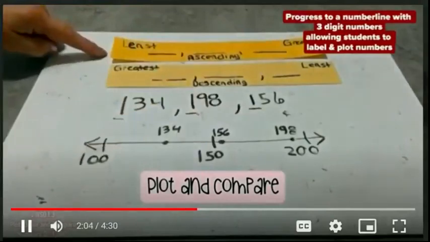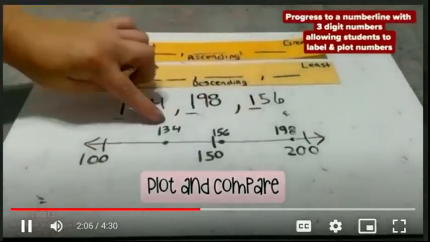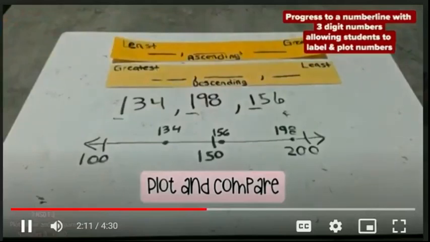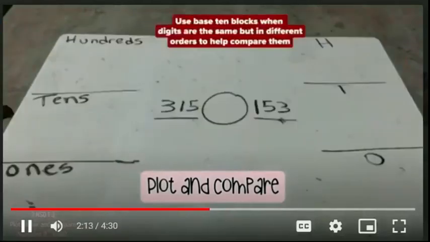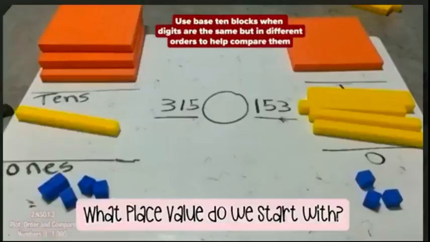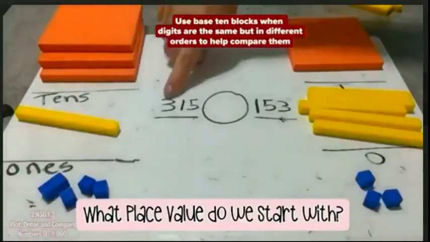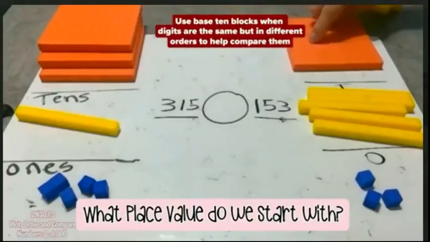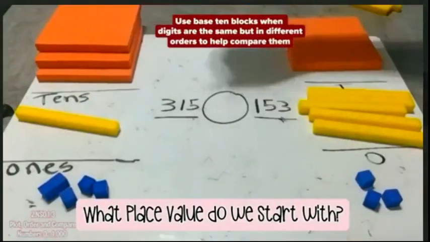After students plot the numbers, then they can label them into ascending and descending orders, still using the language of least to greatest or greatest to least. When numbers have the same digits, sometimes students struggle, so having them represent the numbers with base 10 blocks makes the connection that 3 in the hundreds place would be greater than a 1 in the hundreds place.